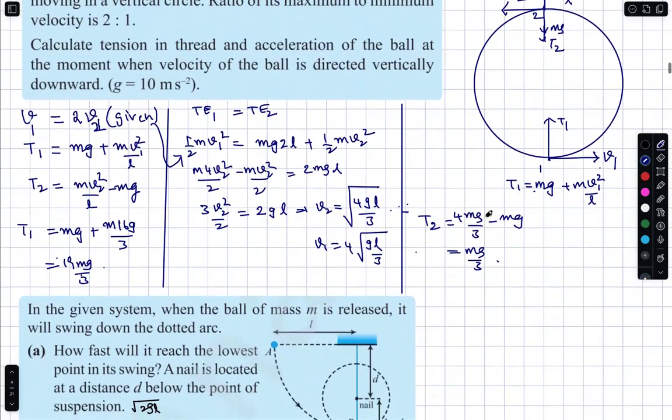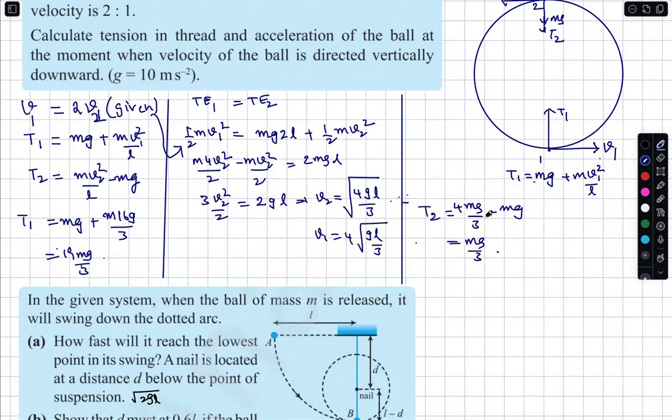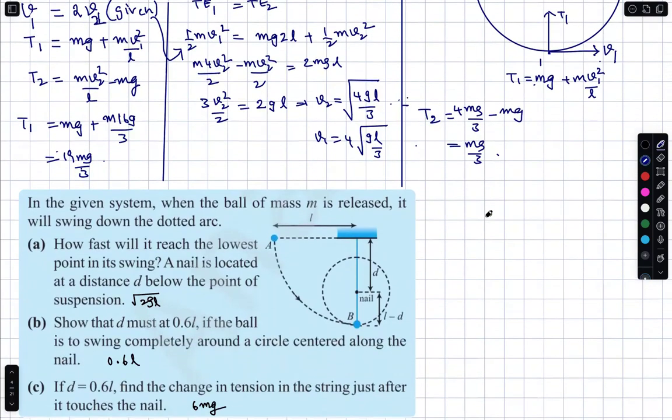Calculate the tension in the thread and acceleration of the ball at the moment when the velocity of the ball is directed vertically downwards. I did not even enter into the question. Then why do you teach all these things? They will give you a separate question for this. Now, in this question only I'll teach all.